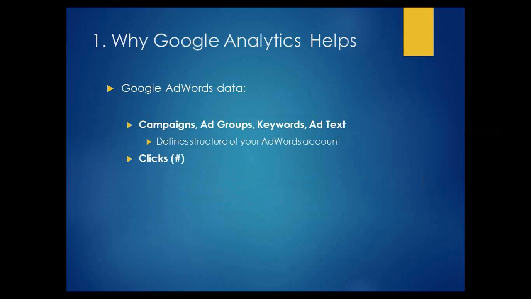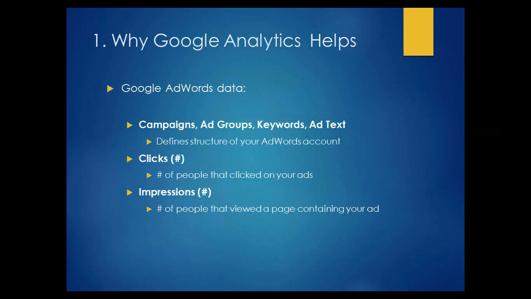You have a metric called clicks. This one is expressed as a number. Clicks is the number of people that would actually click on your ad. It's very similar to the other metric called impressions, also expressed as a number, but impressions is the number of people that viewed a page that contains your ad. So every click you get will have at least an impression, but not every impression will lead to a click.